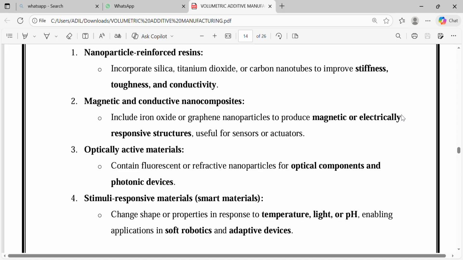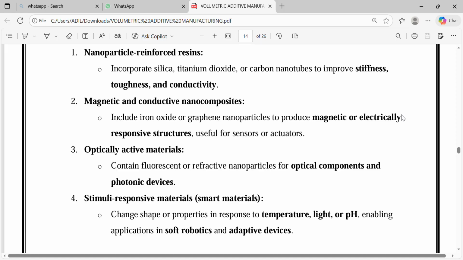Magnetic and conductive responsive nanocomposites include iron oxides or graphene nanoparticles to produce magnetic or electrically responsive structures useful for sensors and actuators. In hydrogels and bioprinting, magnetic or electrically responsive structures enable actuation or interaction with external fields. Its applications include controlling drug release, actuators for soft robotics, and responsive biomaterials. It is achieved by incorporating magnetic particles or conductive components in hydrogels.